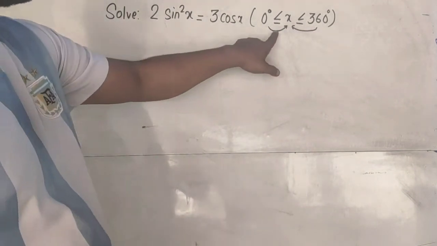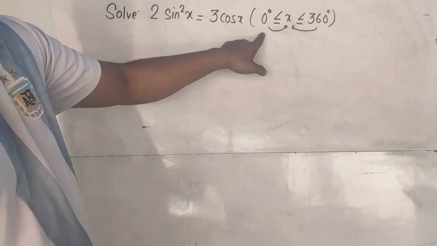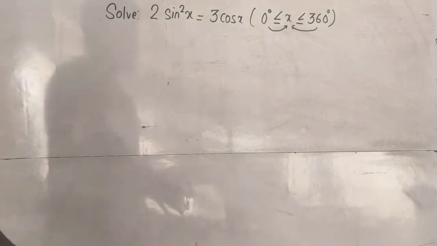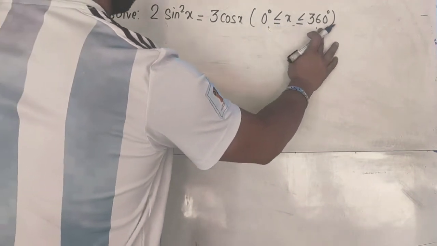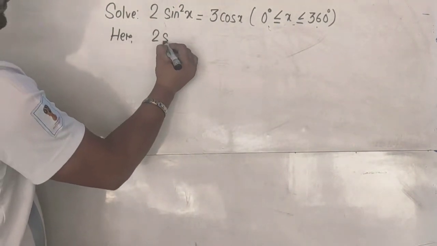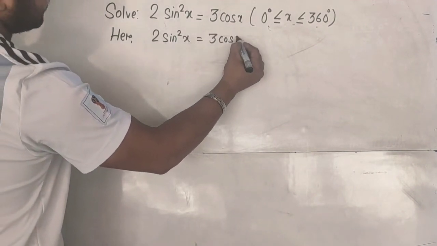Remember, what does this range mean to tell you? The value of x is greater than 0 degree and less than or equal to 360 degree. So for that range of the value of x, you have to solve to find the value of x here. So here, 2 sine square x equals 3 cos x is given to us.